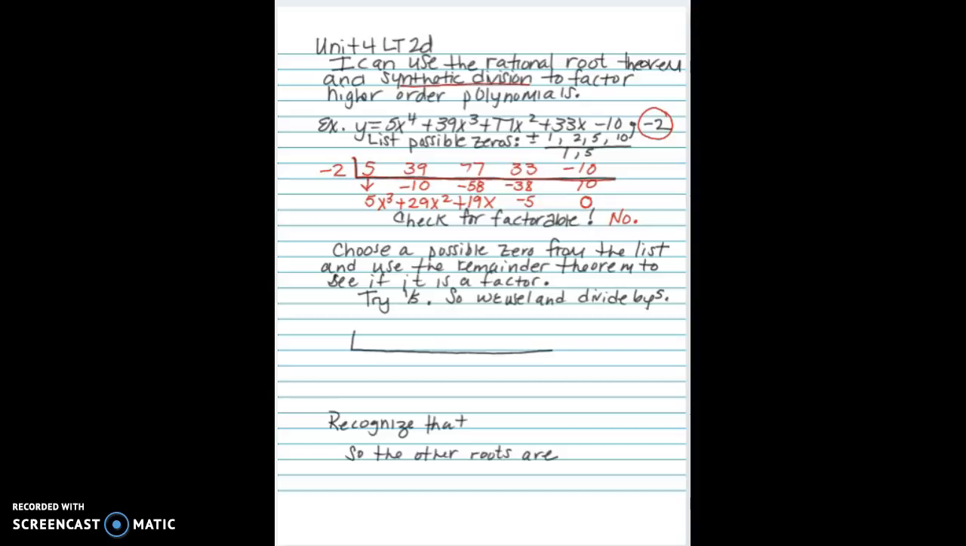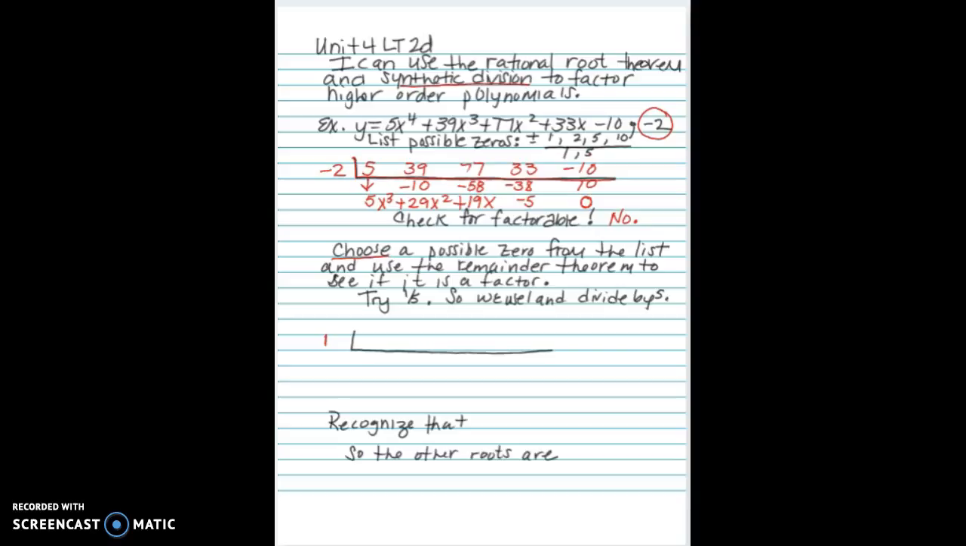So since I can't factor, I'm going to choose another possible 0 from the list that I already made. And I'm going to use the remainder theorem again with synthetic division to see if it is a factor. So this time I'm actually going to try 1/5 because 1 divided by 5 is in my list of possible zeros. So we are going to use 1 as our root, and we're going to divide each piece by 5 as we go. So we're going to use a 1.